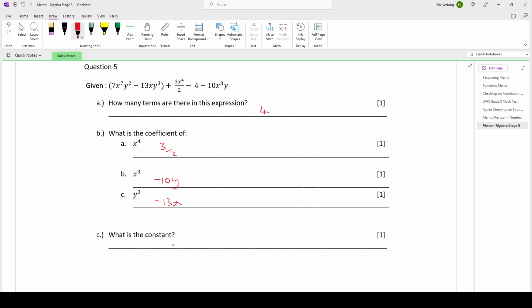What is the constant? A constant is a term that does not include any variables. So we have 4 terms. This term has variables, x, y. This term has a variable, x to the power 4. This term does not have a variable, so that term is the constant, negative 4. Because this term again does have variables. So negative 4, that is the constant.